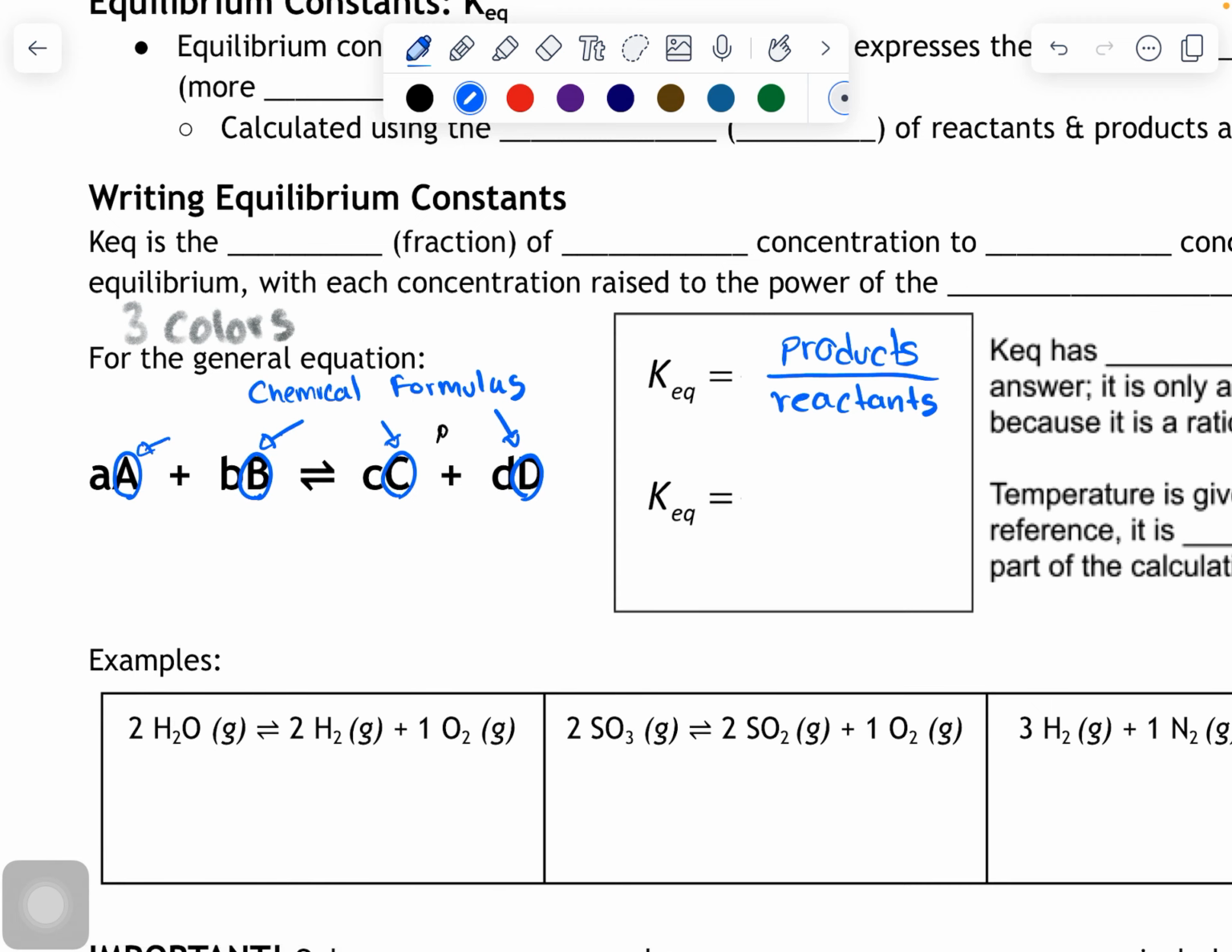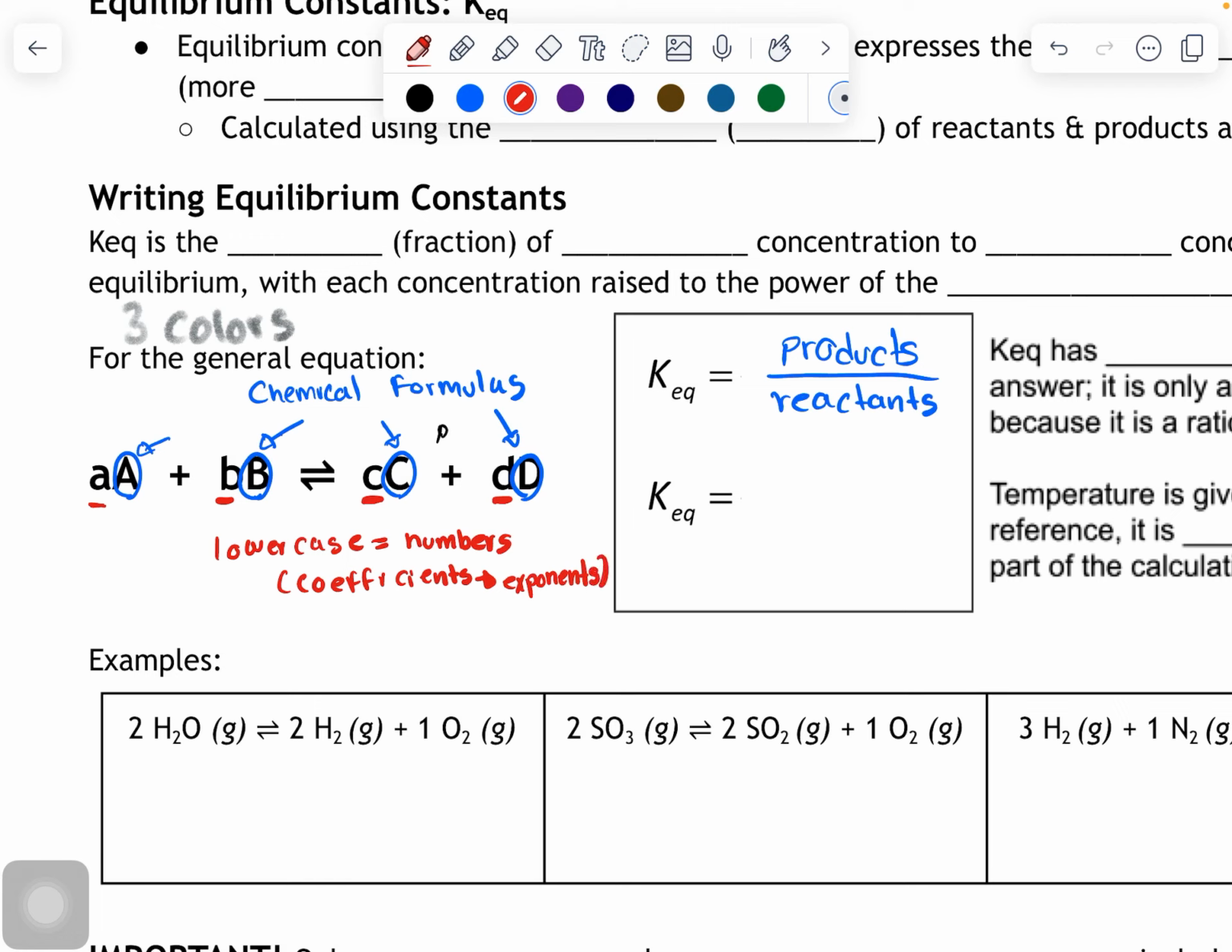Okay, now with your second color, can you underline the lowercase letters? And lowercase is equal to numbers. And these numbers are going to be your coefficients, which will become the exponents in your expression.